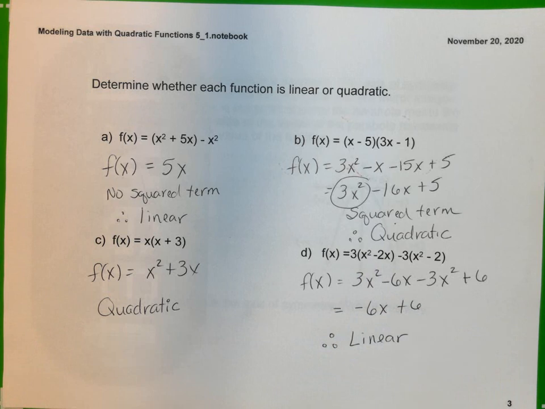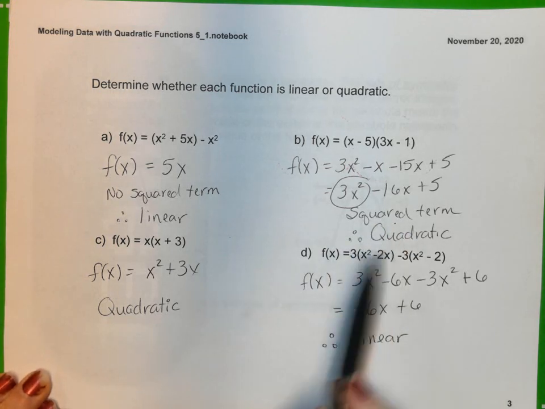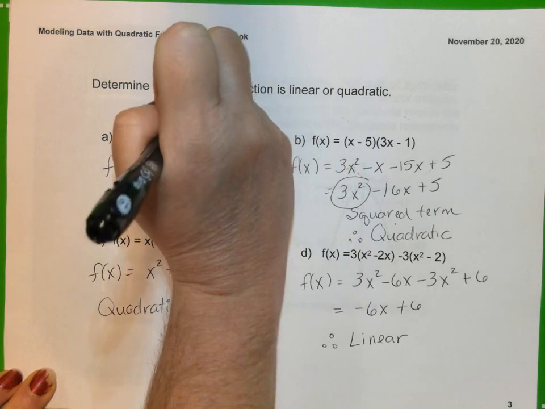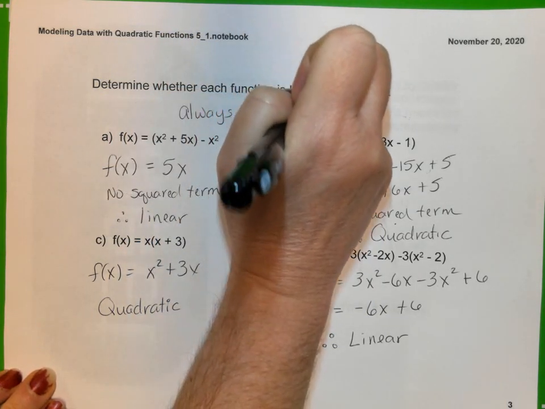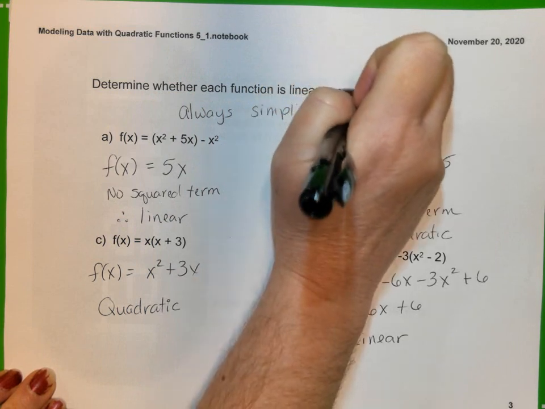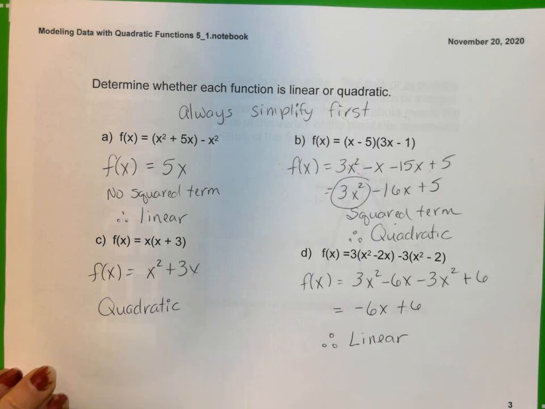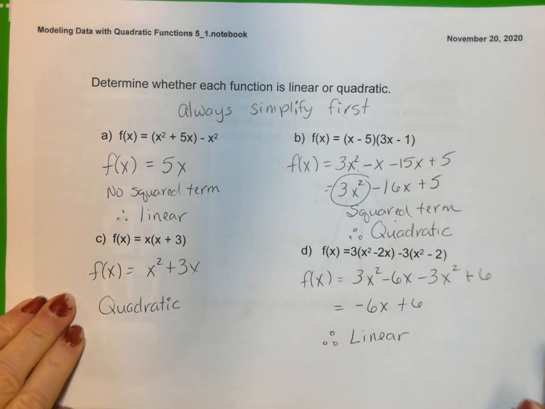So we multiply it out, simplify it first, then we decide. If it has a squared term, it's quadratic. If it doesn't have a squared term, it's linear. But always simplify first. Okay, that may mean distributing, that may mean just collecting like terms. It can mean lots of things, but always simplify first. Okay, so far so good.